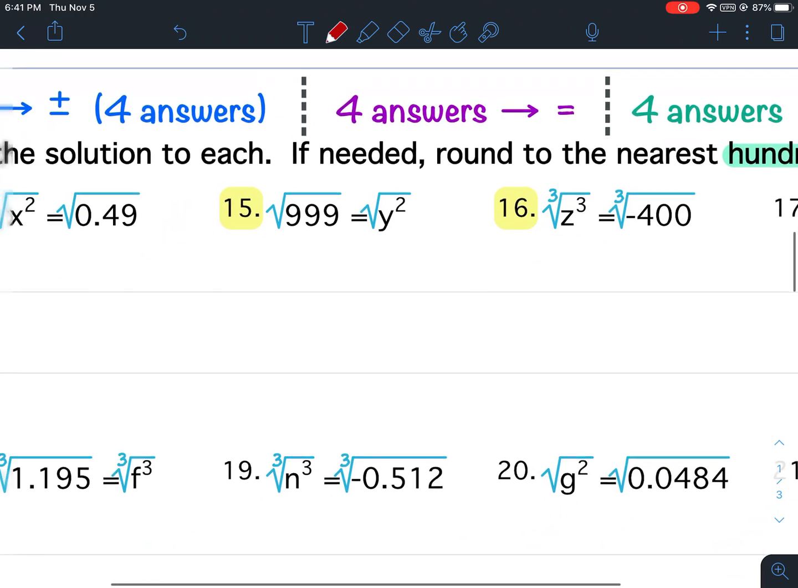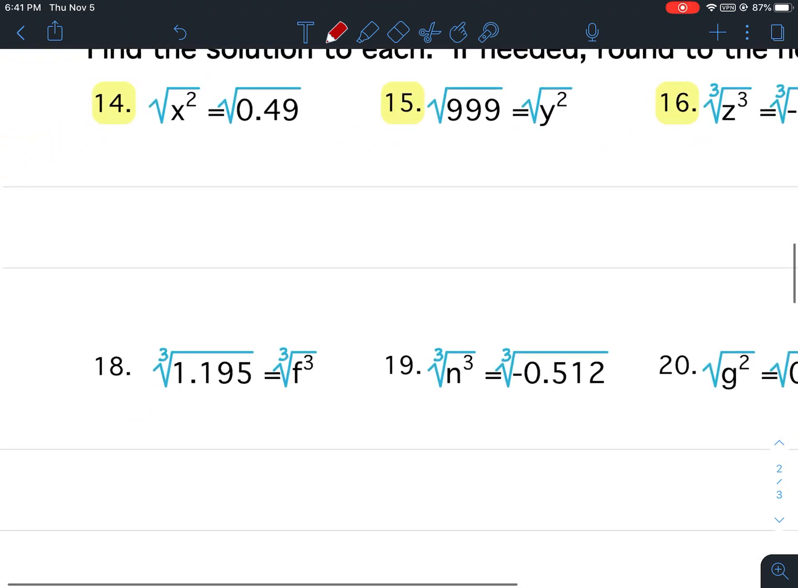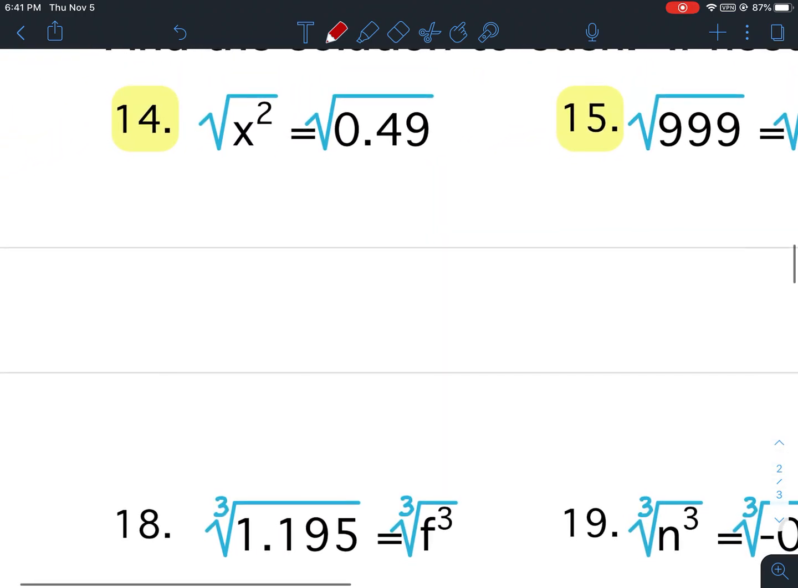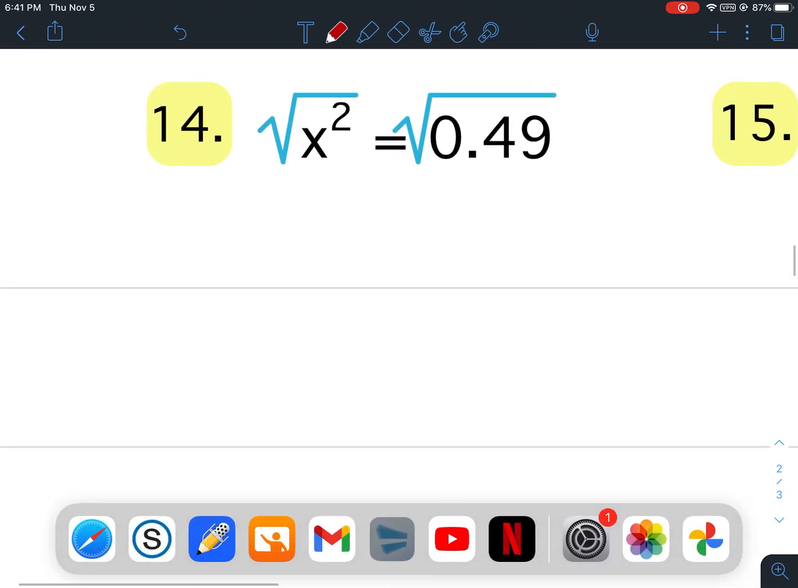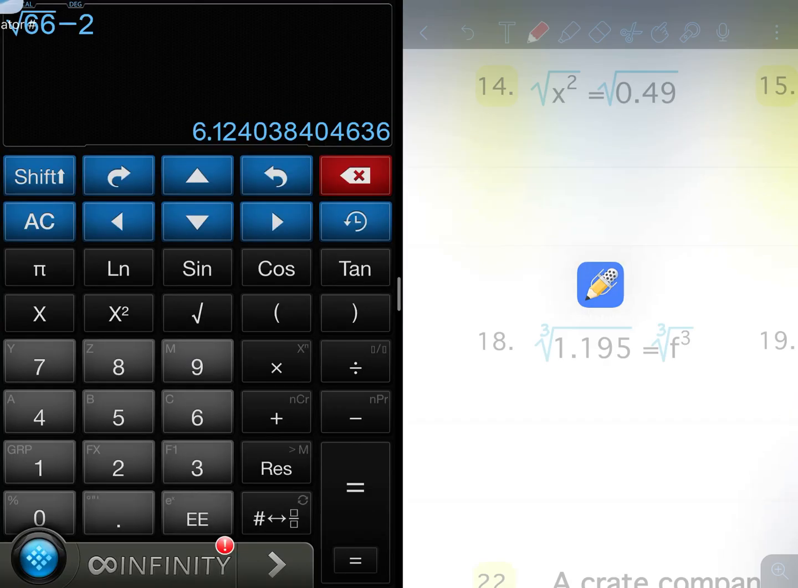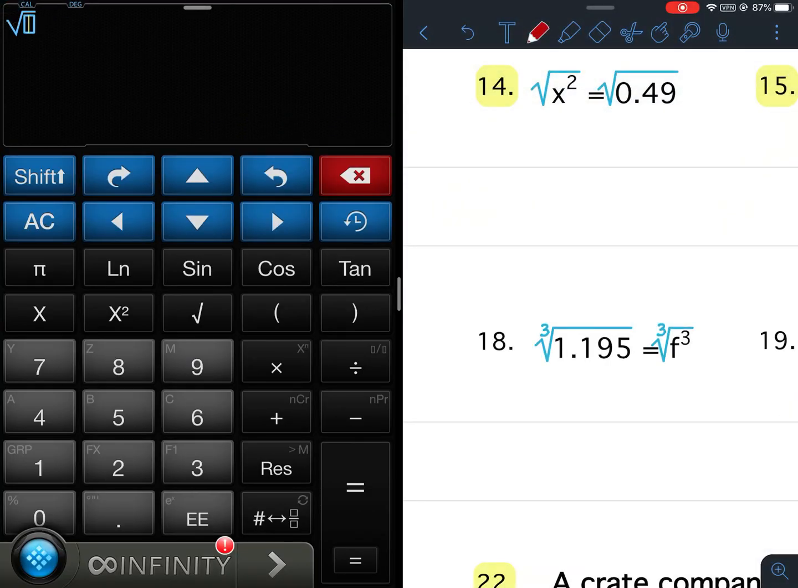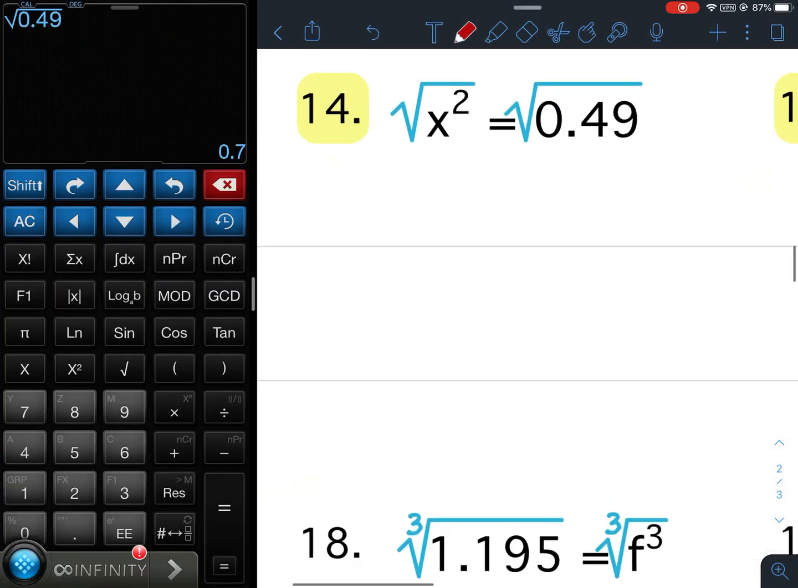Okay, so let's start with 14. X squared equals 0.49. I know I already put my square root signs on it. I kind of worked ahead. Since it's x squared, I take the square root of both sides. So please make sure you put the root sign on both sides. I'm going to need my calculator to do this. All right, so the square root of 0.49 is 0.7. That is a rational answer.